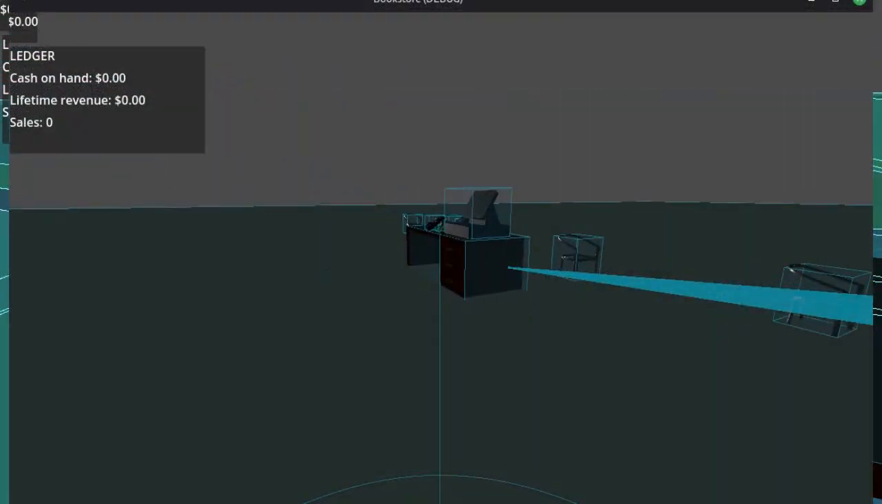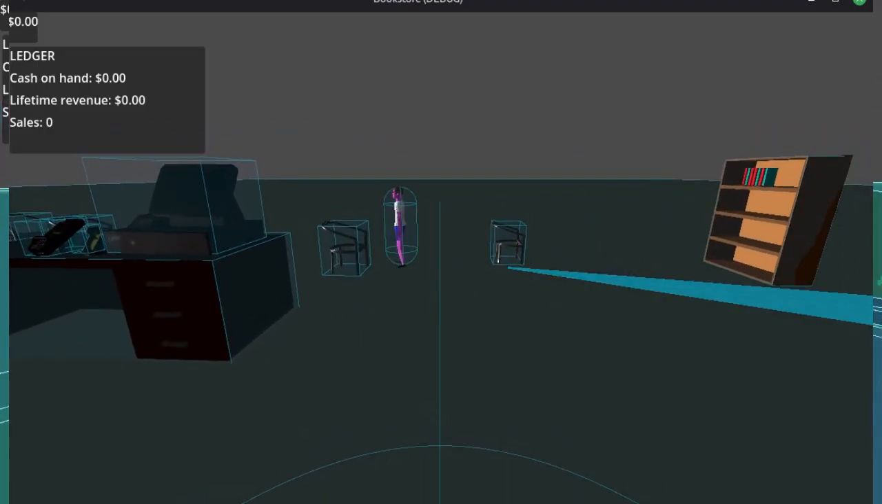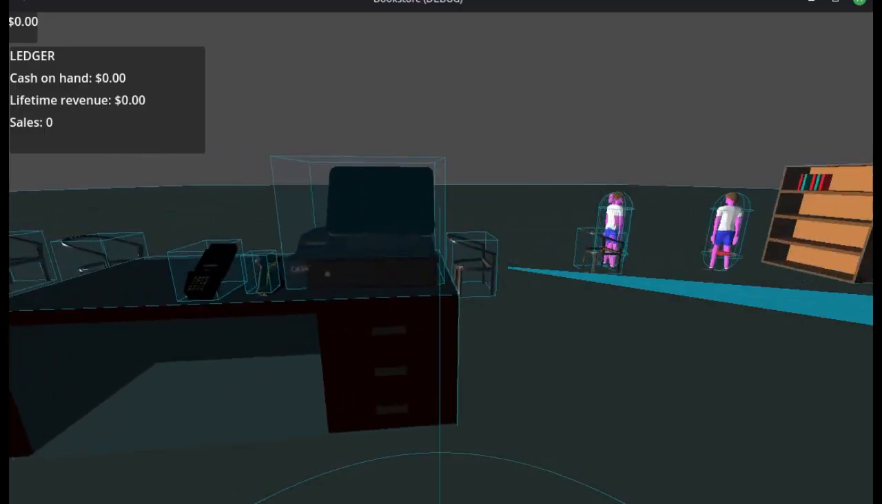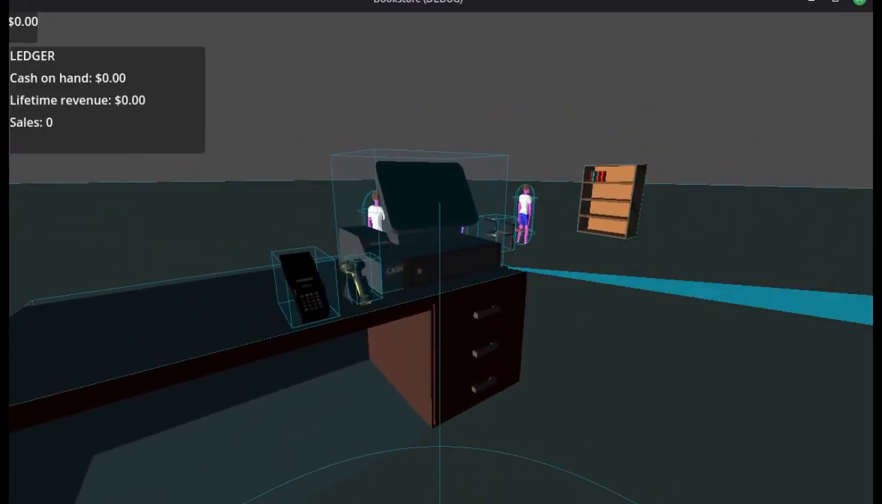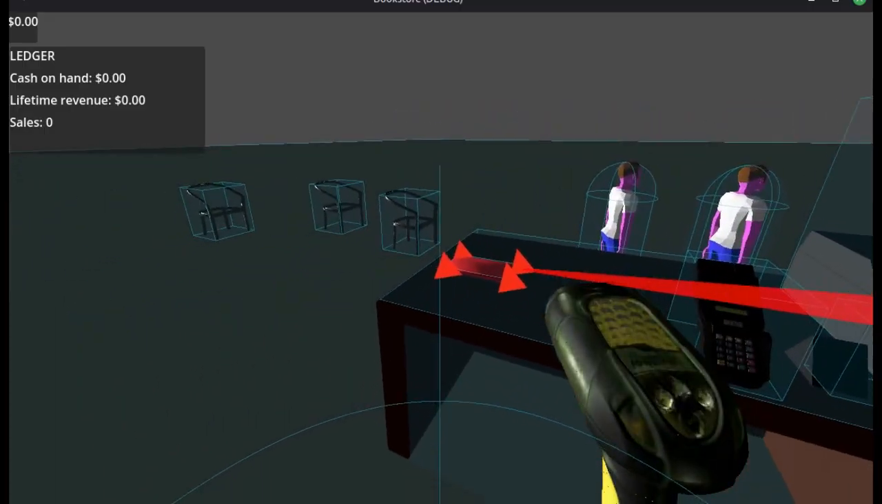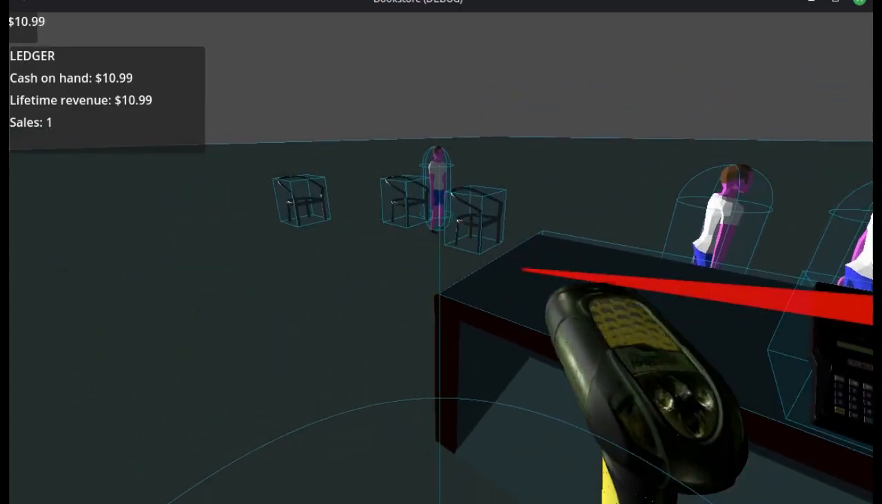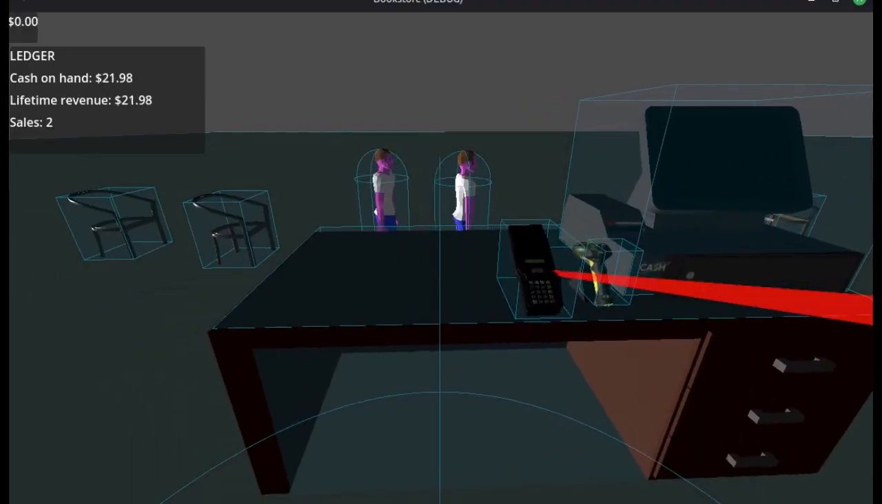The register system was simple: ring in books, end transaction, and update the ledger. After these systems worked, I got to work implementing the wholesale system and auction system, since there was now a ledger in place to track the flow of money. This is also when I began work on the market manager script.